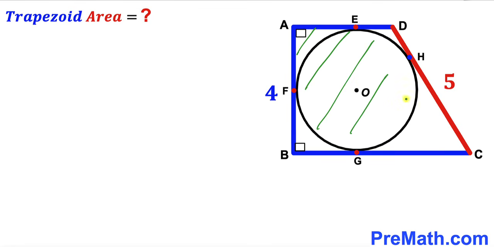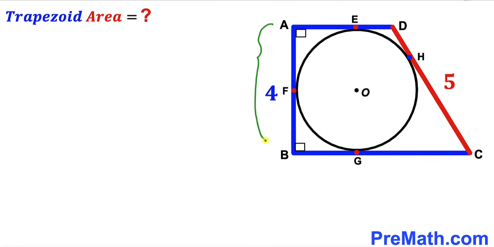In this video, we have this circle with the center O fully inscribed in a trapezoid ABCD, as you can see in the given diagram, such that the height of this trapezoid AB is 4 units and the CD length is 5 units. Moreover, E, F, G and H are our points of tangency. Our task is to calculate the area of this trapezoid ABCD.